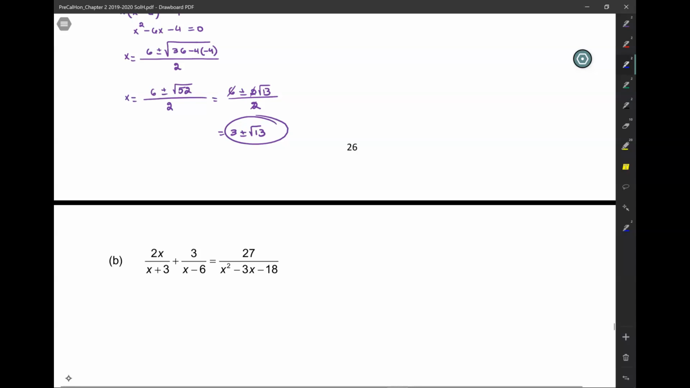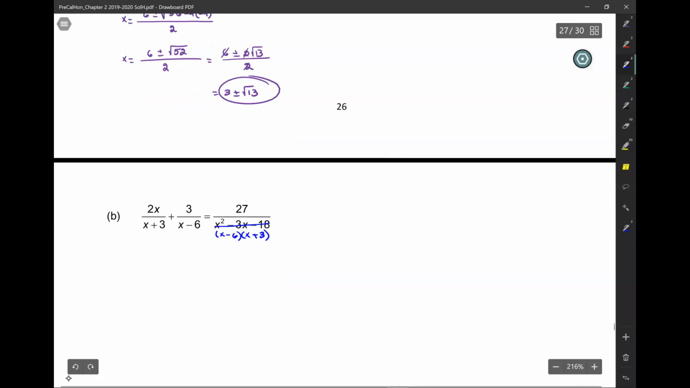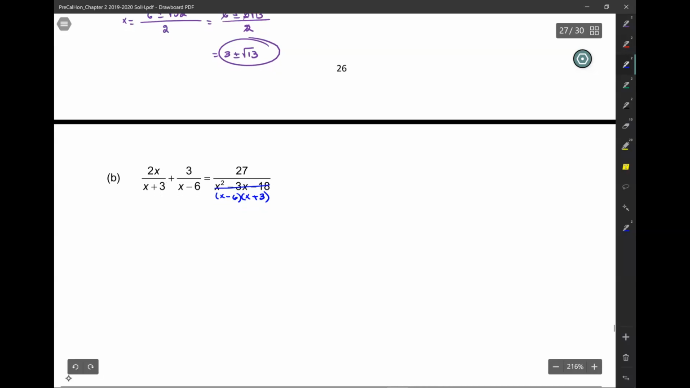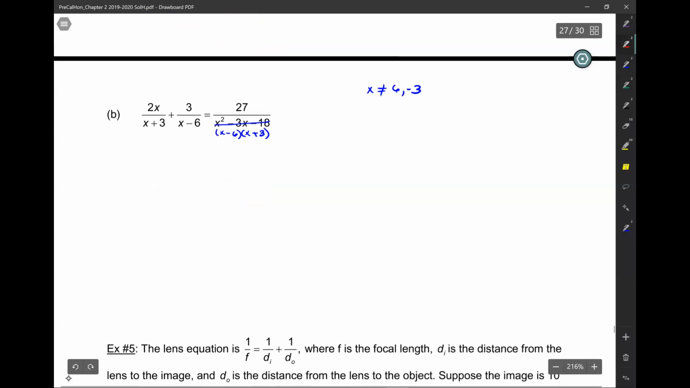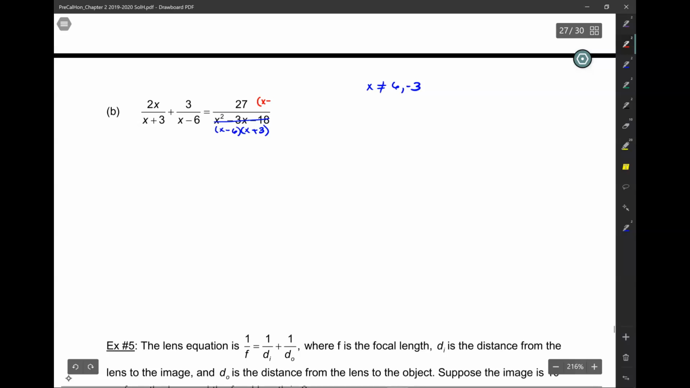Yeah. So look at this one. First, I'm going to factor this, and it's going to be x minus 6, x plus 3. Okay? Now, what are the restrictions? Let's do that first. x cannot equal what? 6 and negative 3. Okay, we're going to multiply everything by the LCD, which is x minus 6, x plus 3.